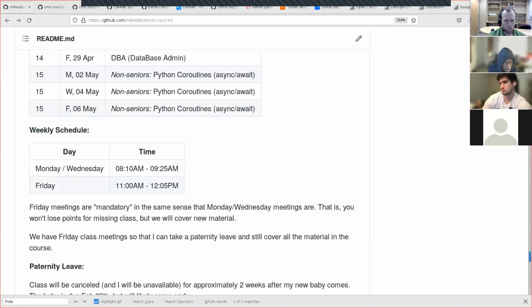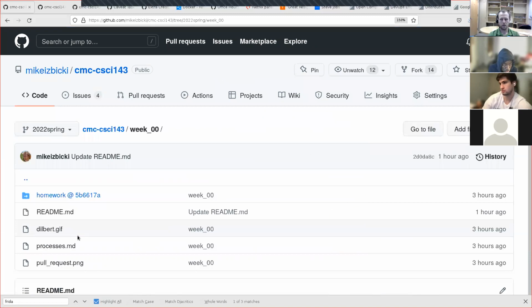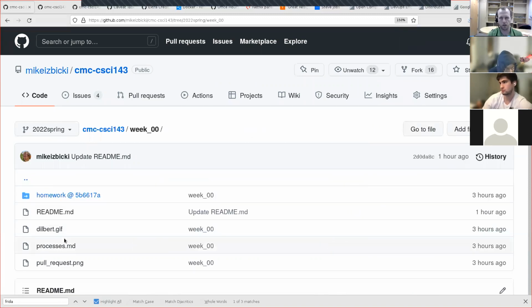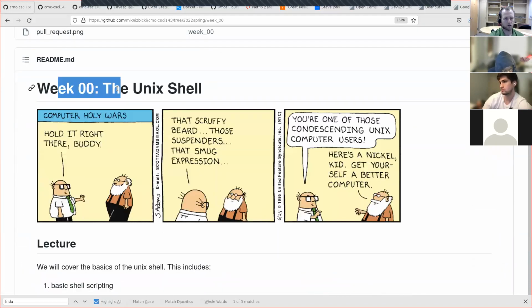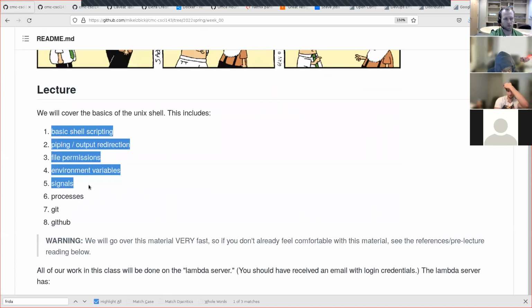I want to make sure that we click over here to the week 0 folder to get an overview of what we're going to be covering on Friday in class. Every week in this class is going to have a different folder appearing in the GitHub repository that will have all the material that you'll need for that week. This week 0, which is basically just Friday's class, is a review of the Unix shell. These are the particular concepts that we'll be going over.